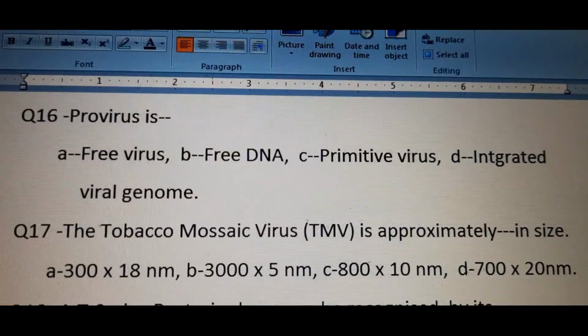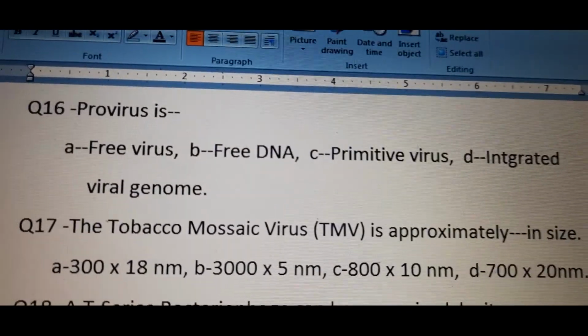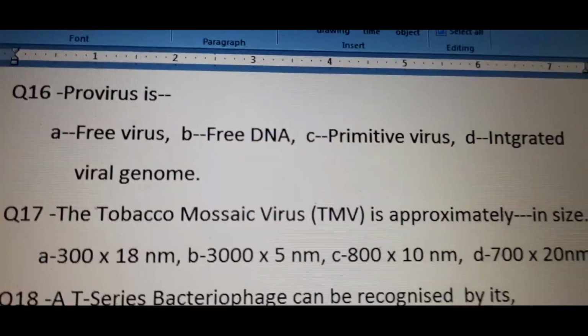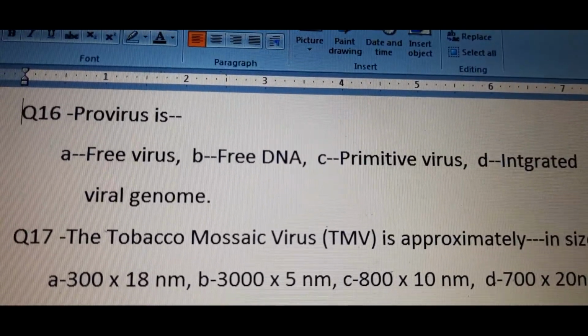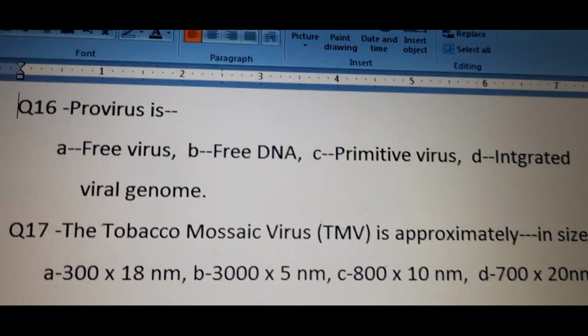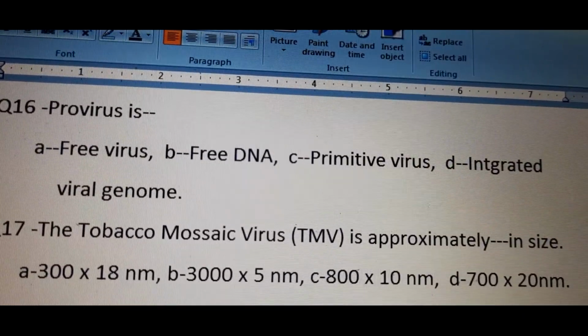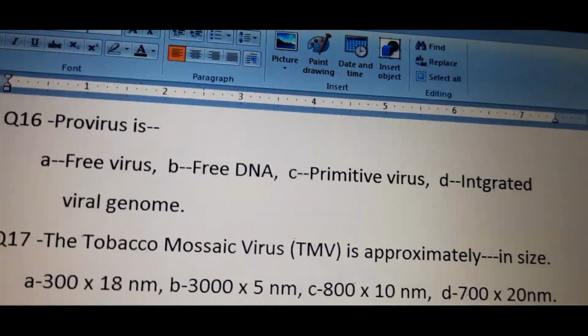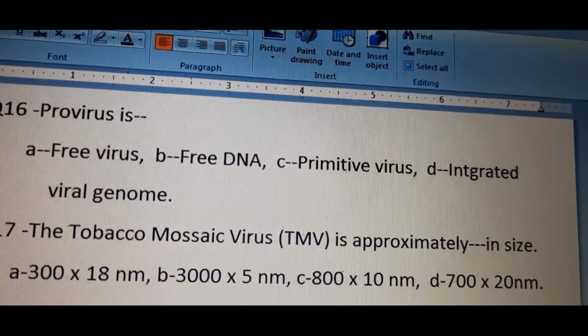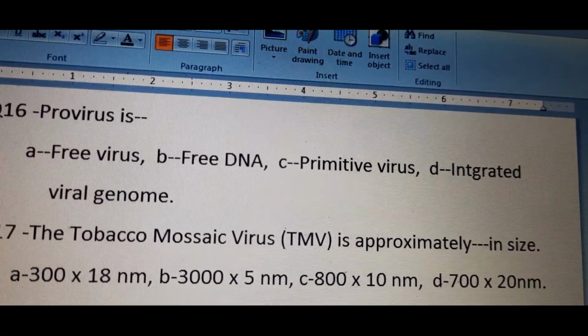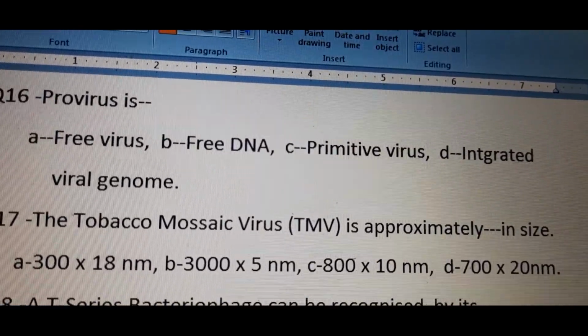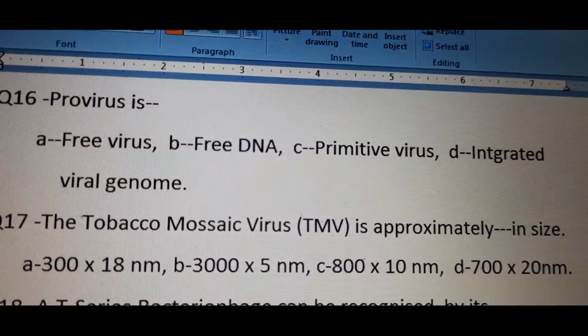We'll start now. The 16th question I will start reading now. The 16th question reads like this: Provirus is what? The options are pre-virus, pre-DNA, primitive virus, integrated viral genome. The answer for this question is integrated viral genome, that is D. D is the answer for this question.